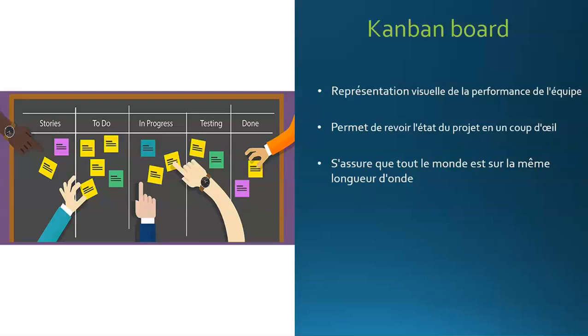The board can be represented physically on a wall with simple post-it notes or via a digital tool such as Trello. It is presented with 3 columns: the to-do column, the doing column, and the done column. This makes it clear, dynamic, powerful, and useful.